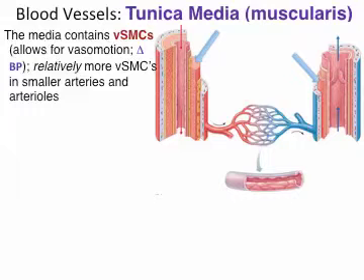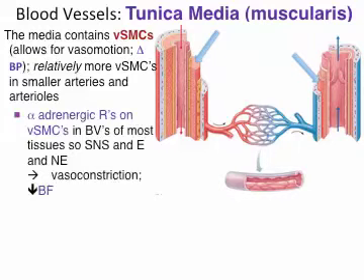Just quantity-wise, the larger arteries have more vascular smooth muscle cells, but the smaller arteries, the arterioles specifically, for their given diameter, which is a small diameter, the arterioles have a greater relative number of vascular smooth muscle cells. But overall, in the larger arteries, there's just a larger number of vascular smooth muscle cells.